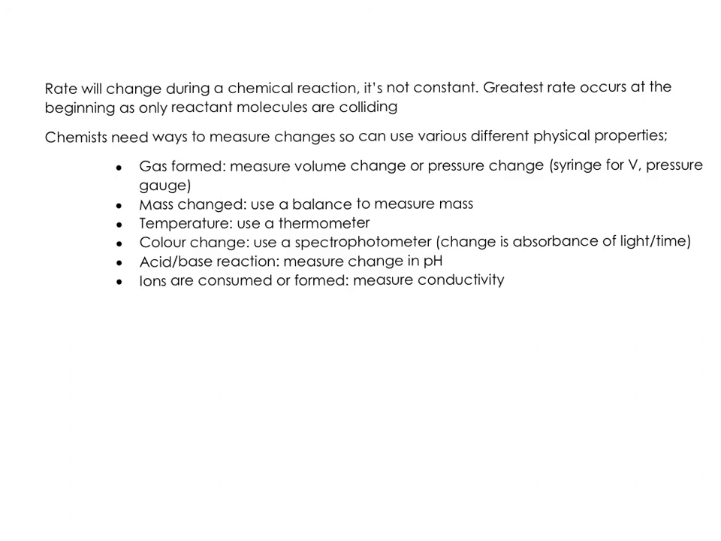Temperature, you could use a thermometer. Color change, you can use a spectrophotometer, and the change is the amount of absorption of light with time. If you're doing an acid-base reaction, you can measure the change in pH. And for ions, if they are being consumed or formed, you can measure the change in conductivity. So these are different ways to measure rate and how to calculate rate.